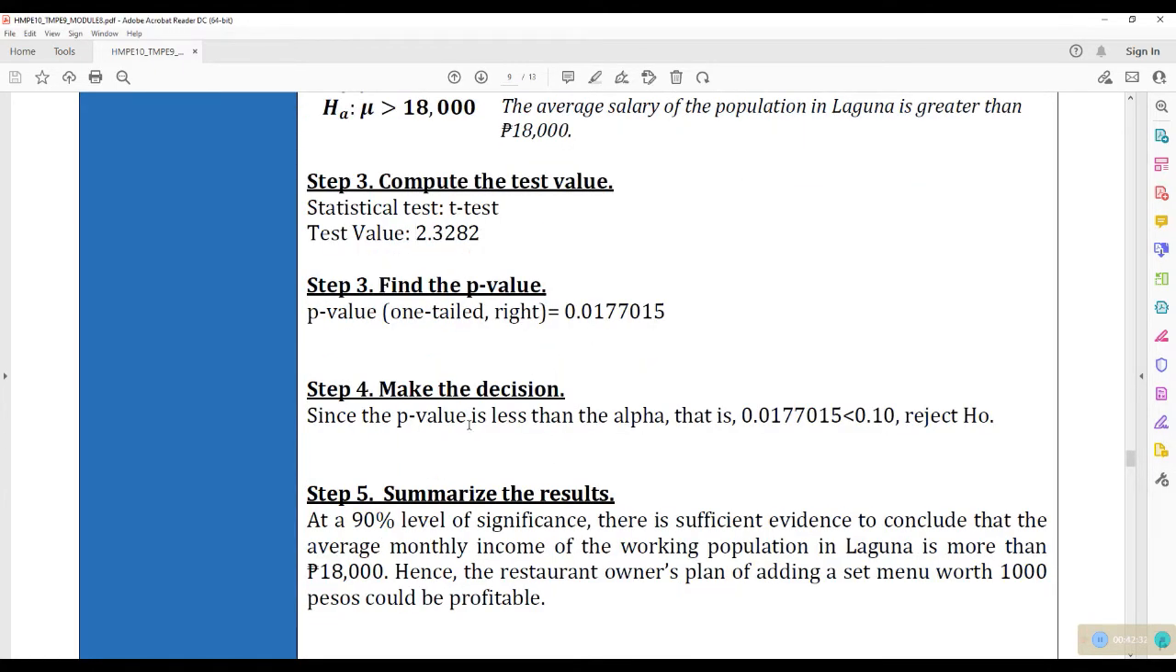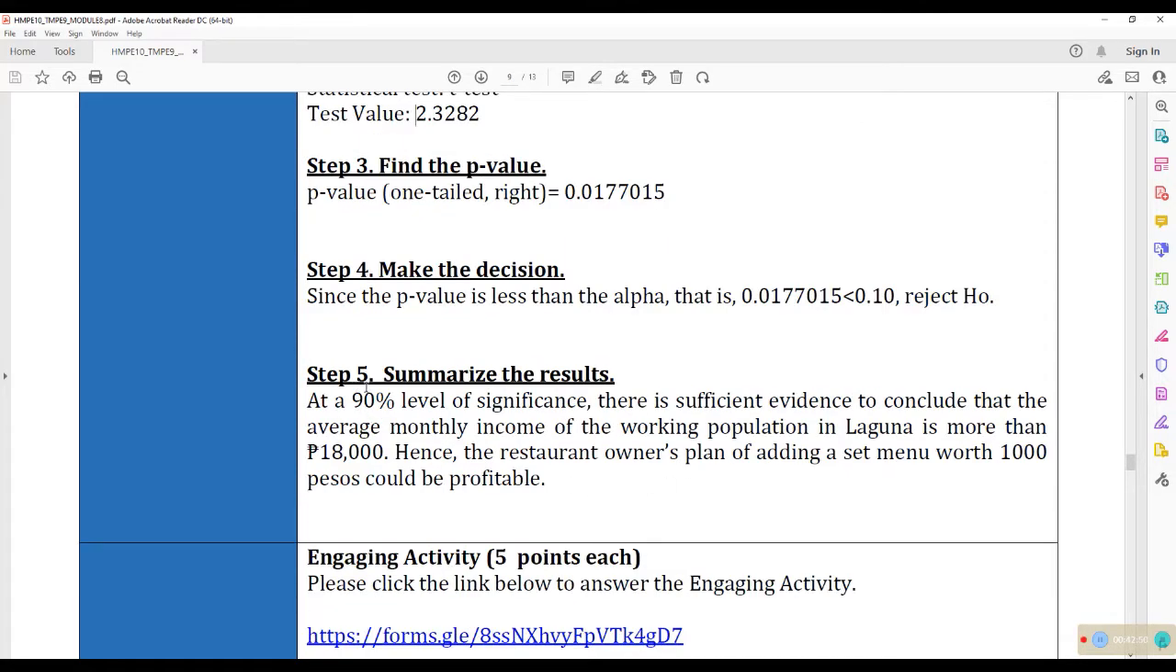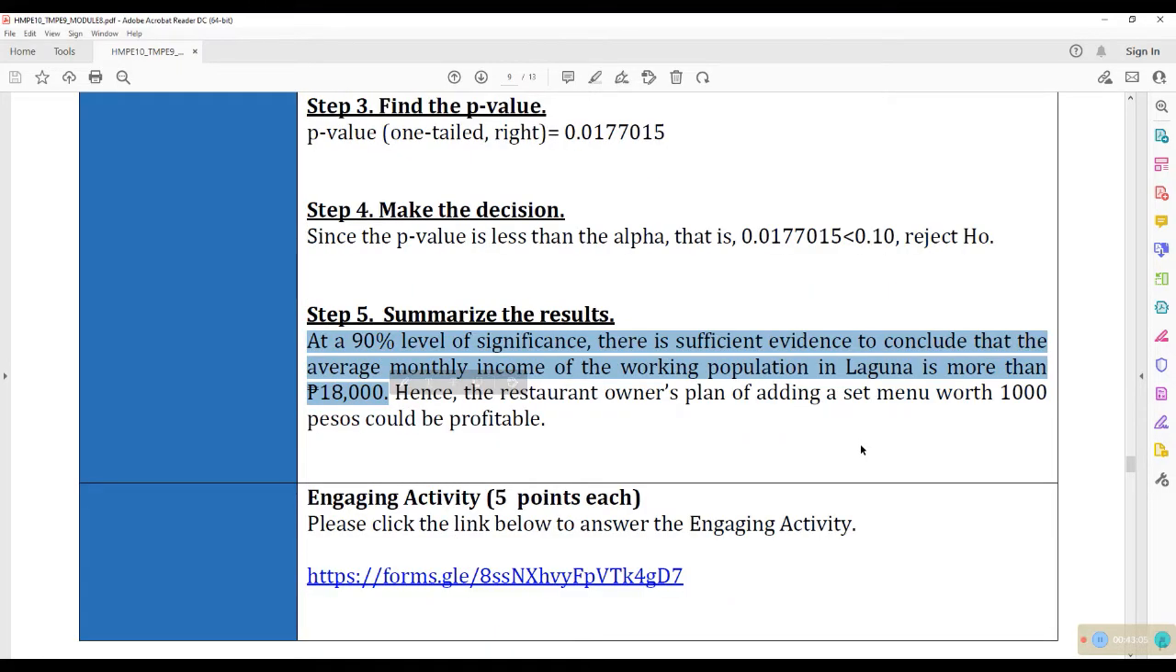So, we have step 4, make the decision. Since the p-value is less than the alpha, that is 0.0177015. You can round it off, maybe 0.02, that's okay too. Reject H0. Next, you have to summarize the results. At 90% level of significance, there is sufficient evidence to conclude that the average monthly income of the working population in Laguna is more than 18,000. And hence, the restaurant owner's plan of adding a set menu worth 1,000 pesos could be profitable.